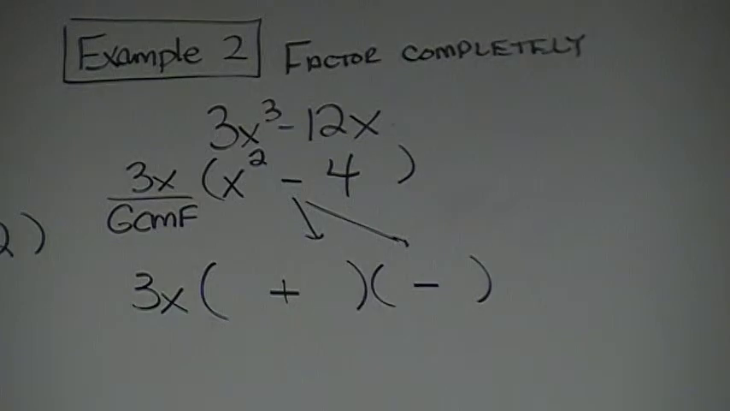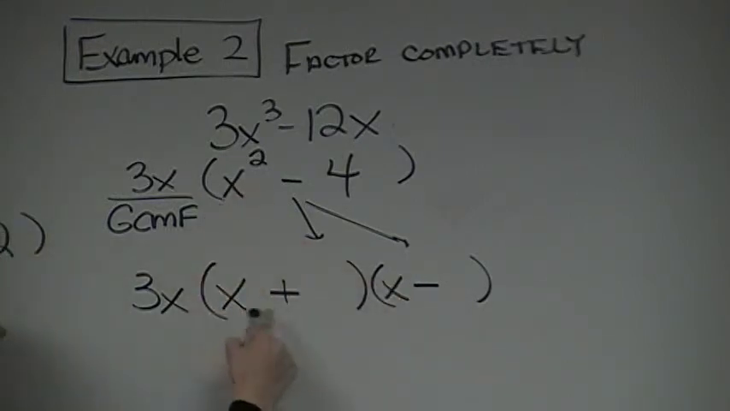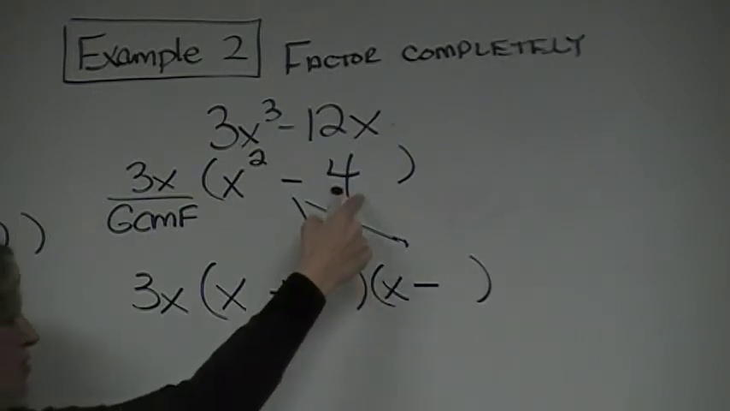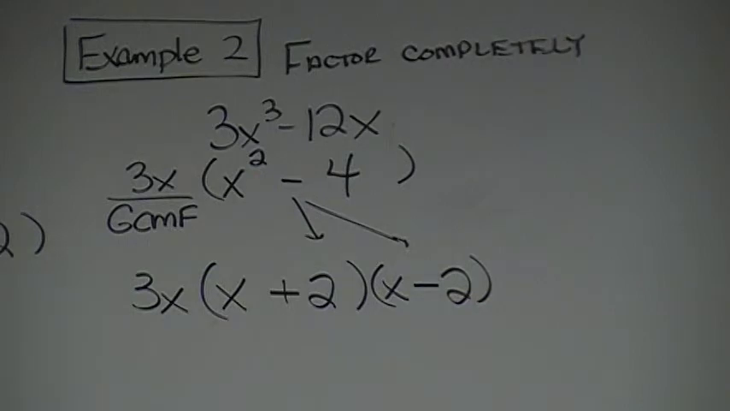Good. Now, how do we get those, what do we put in those parentheses? x. So x times x is x squared, so the square root of x squared is x. That's why those go there. What is the square root of 4? 2. 2 goes here, and 2 goes there.